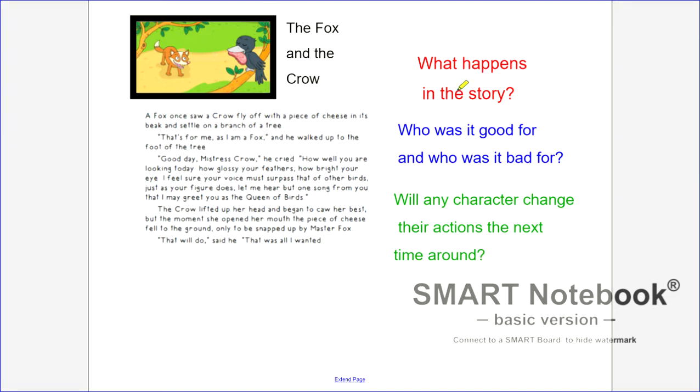So as I'm reading this story, I'm thinking, what's happening in the story? I know that the fox and the crow meet, and that the fox is saying all these really nice things to the crow.